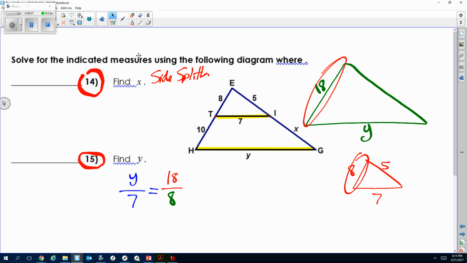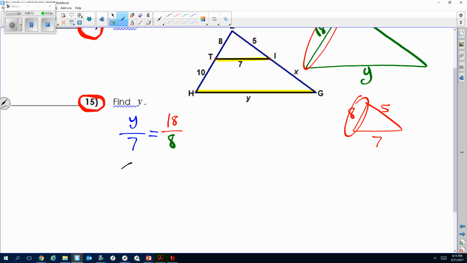All right, we're going to cross multiply. This is a decimal answer because we end up getting 8y equals 126. And then when we divide by 8, y is 63 over 4, which is approximately 15.75, I think, or 15.8.